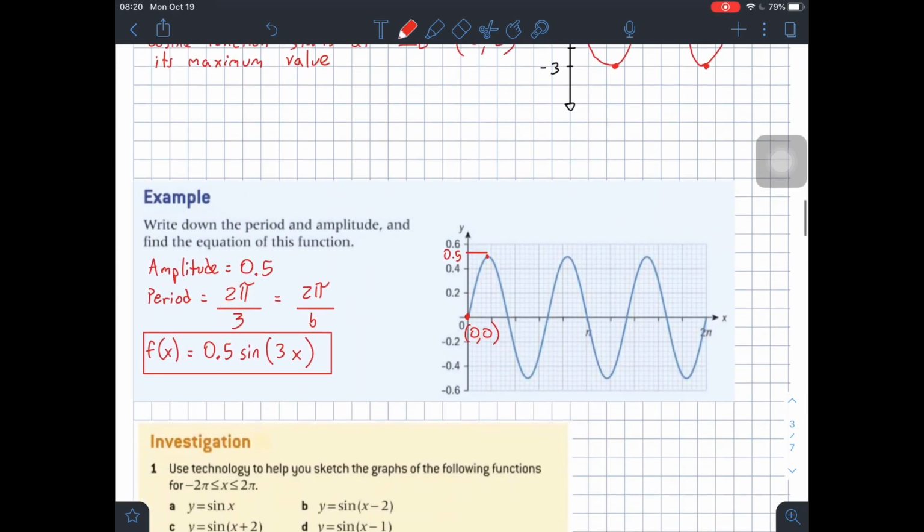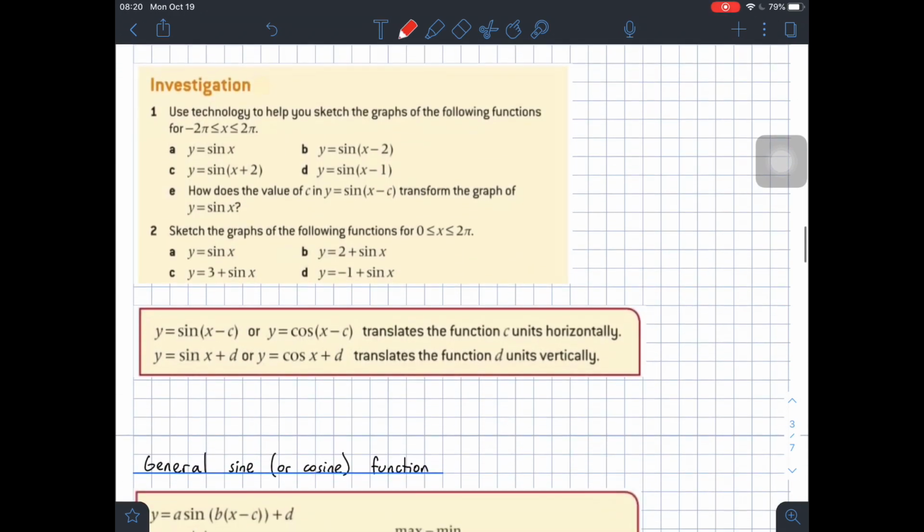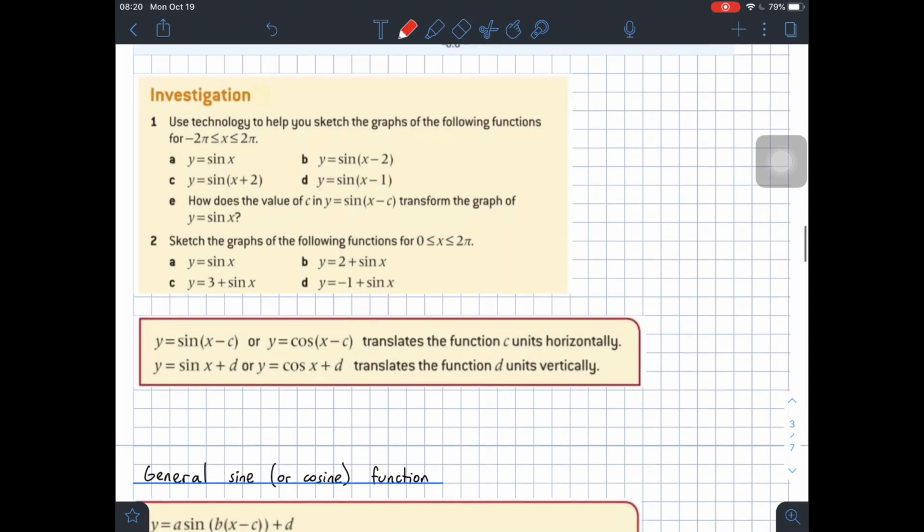We've seen some examples about this, and now we're going to do a second investigation, and then we're going to generalize all of the transformations for sine and cosine. So it says, use technology to help you sketch the graphs of the following functions. And we're going to graph all of these 4 over here. Sine of x, then sine of x plus 2, then sine of x minus 2, and sine of x minus 1. What do you think should happen in each of these cases described here?